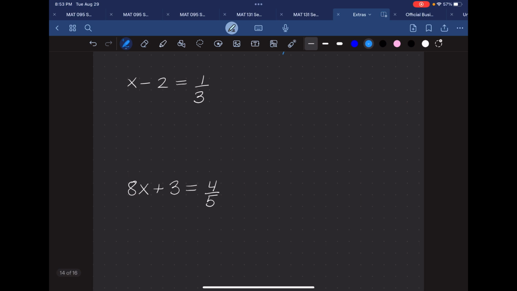Okay, so the next one we have x minus 2 is equal to 1/3. And if I want to get rid of this minus 2, if I want to figure out what number minus 2 is equal to 1/3, I can take 1/3 and add 2 to it. So I'm going to add 2 on both sides. And I'll get x on the left-hand side is equal to 1/3 plus 2. Which, getting common denominators, I have 1/3 plus 6/3, which is 7/3. And so I have x is equal to 7/3.